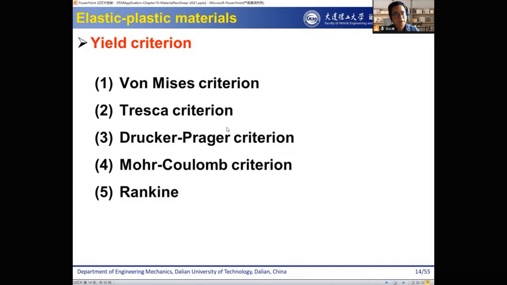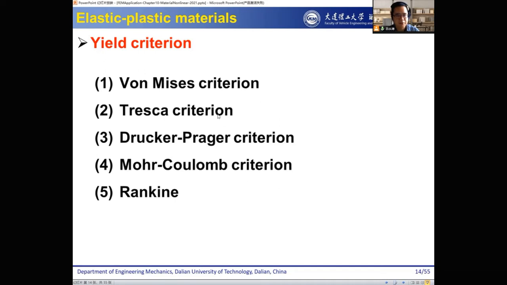Then there are different types of yield criteria. This is similar to the fracture mechanics course, where we know we have different criteria for fracture. For plastic mechanics we have different criteria for yield. Yield is when you go above the criterion, and then the material goes to the plastic state. For different materials we have different criteria, and that's why we have many different criteria.